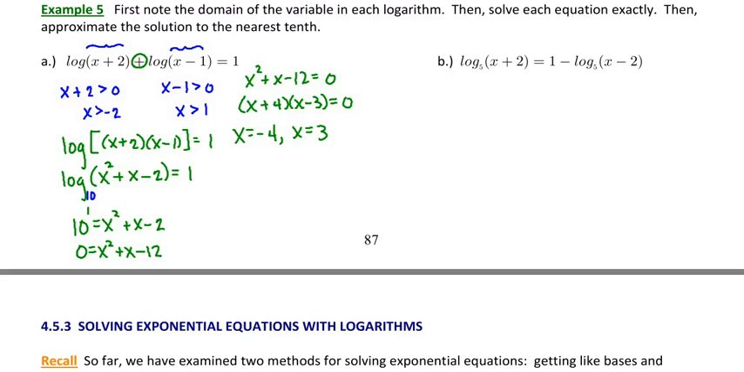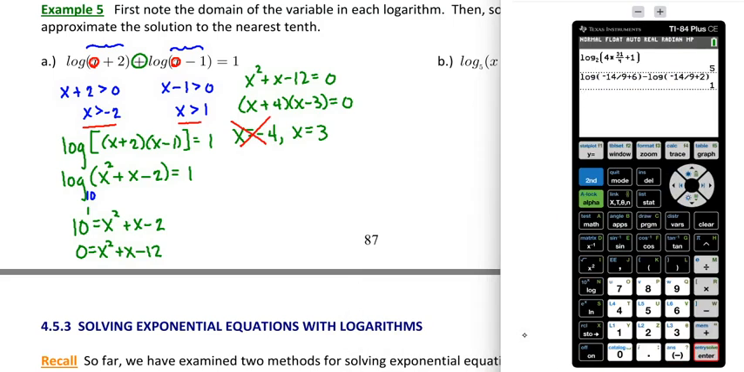If I take negative 4 and try to plug it into this logarithm for x, that's going to give me a negative argument. In addition, if I try to plug it into this logarithm for x, that's also going to give me a negative argument. Because x equals negative 4 is not greater than 1, and it's not greater than negative 2, it's going to create an extraneous solution.